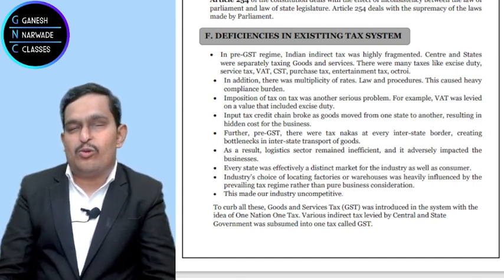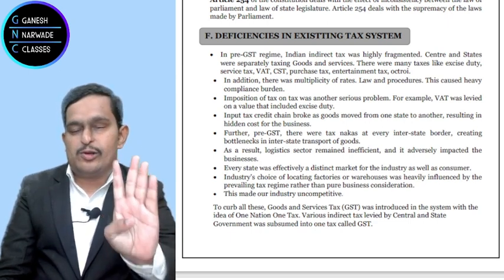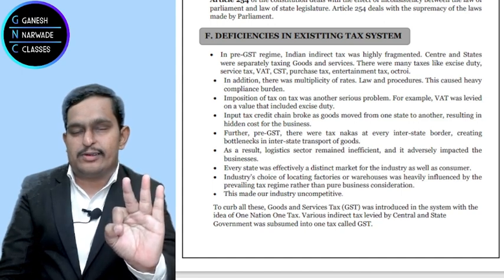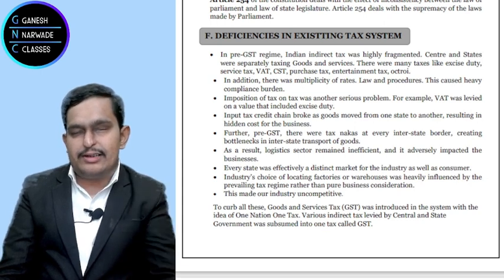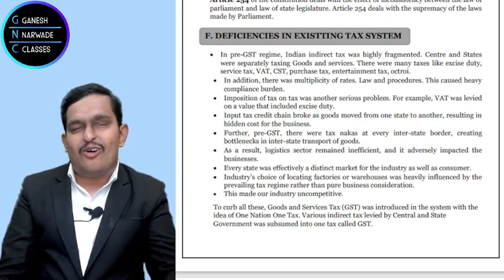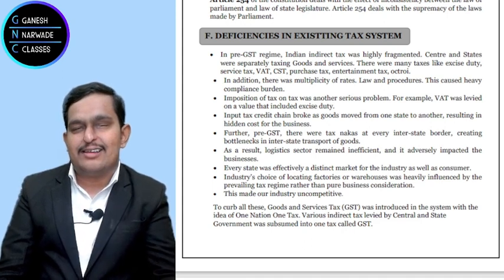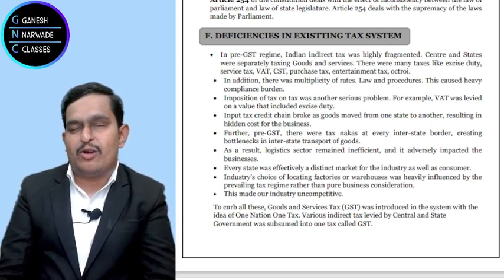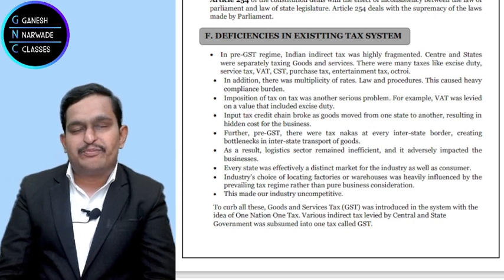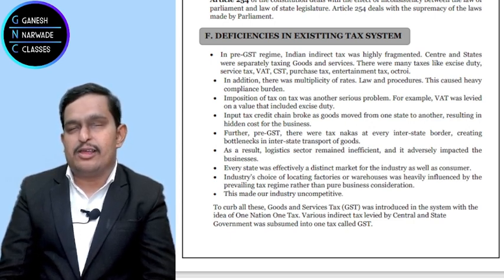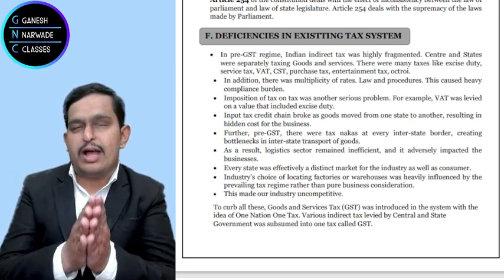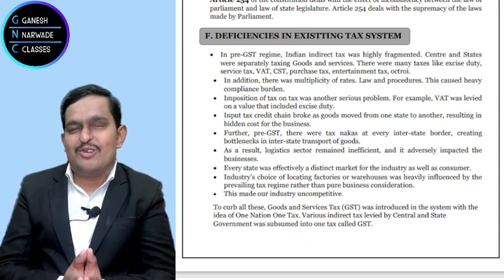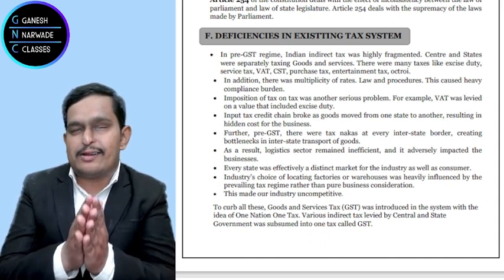The first problem with old indirect taxes was that there were many taxes like excise duty on manufacture, CST on sale between two states, that is interstate sale, VAT on the sale within a state, that is intrastate sale, and service tax if you charge some services. Then there is countervailing duty, special countervailing duty, entertainment tax, luxury tax, octroi tax, entry tax. Oh my god, so many taxes were there, right? So multiplicity of taxes is the first problem.